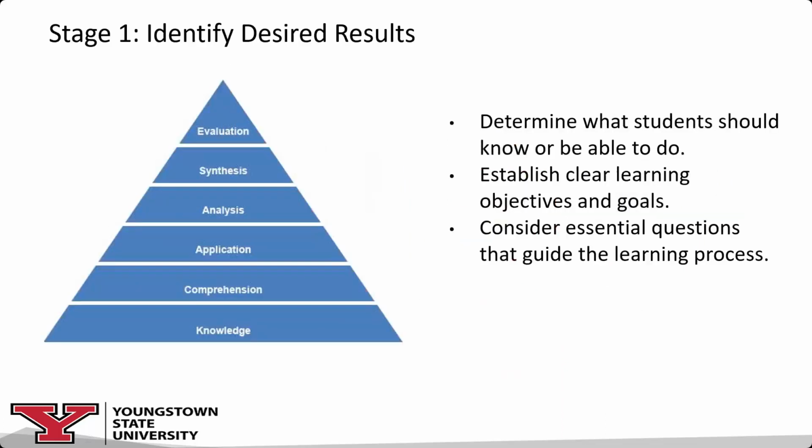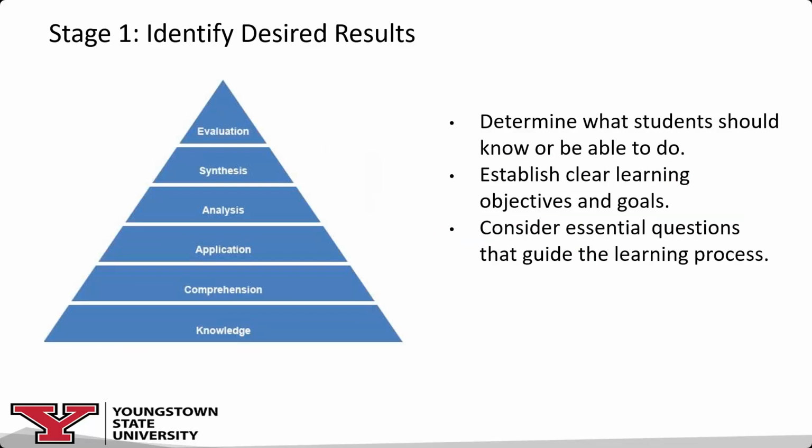But where do we begin? Well, the first thing we're going to want to think about is, what do we want our students to know or be able to do after taking our course? And this could be a simple brainstorming session where we get some ideas out. Once we have those ideas flushed out, now we'll want to establish and write those clear learning objectives. And as we're writing those learning objectives, we're going to want to consider the different levels of Bloom's taxonomy and work up that pyramid as we move on through the course.